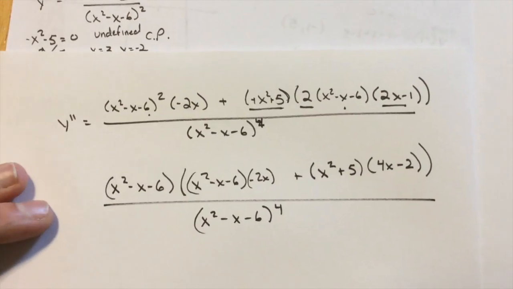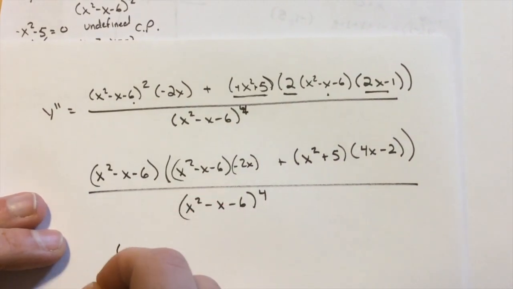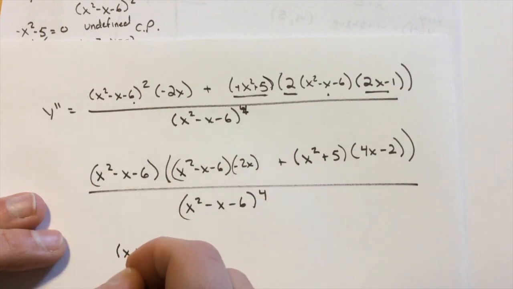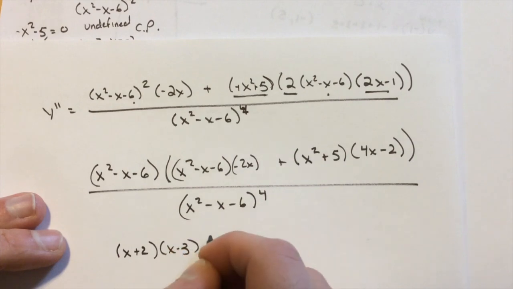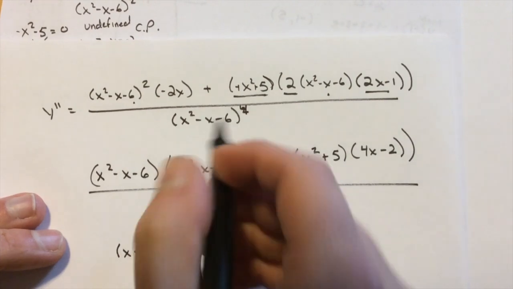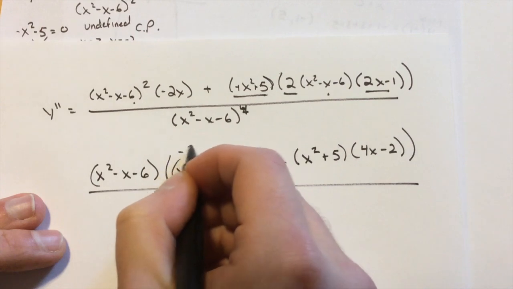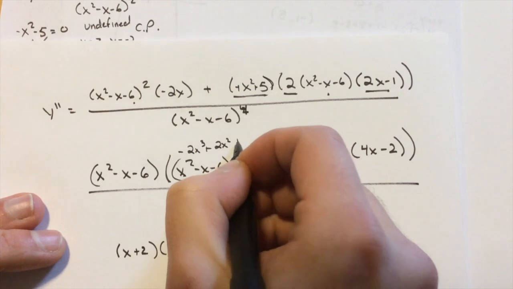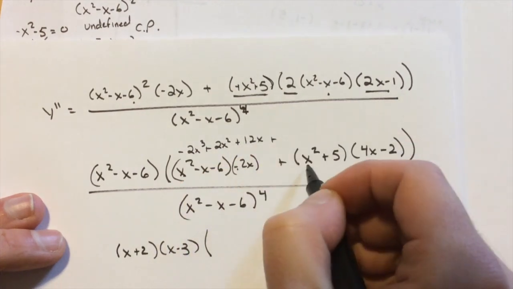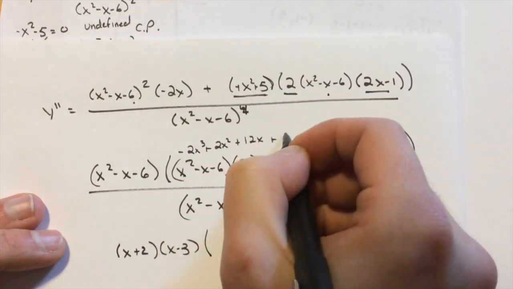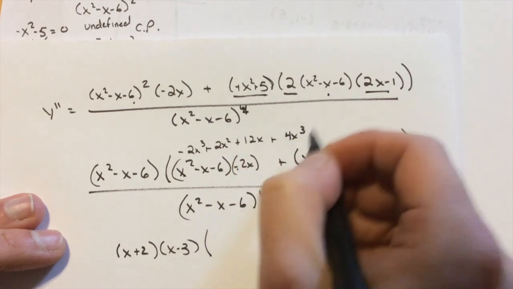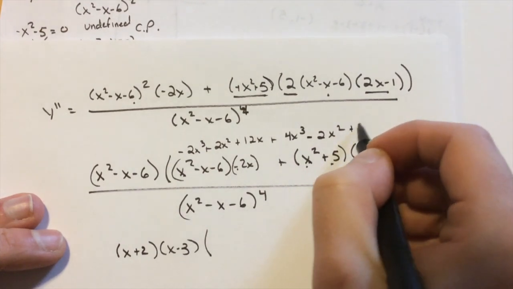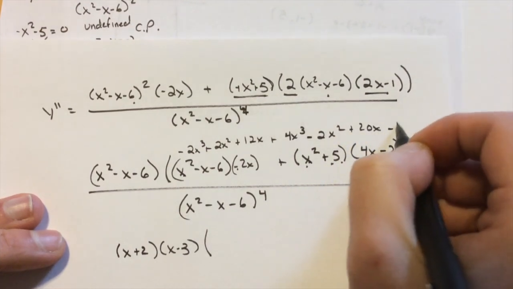So this is already starting to get a little bit ugly. So I have x, this is really x plus 2, x minus 3, times, this becomes x squared times negative 2 is negative 2x cubed, plus 2x squared plus 12x, plus x squared times 4x is 4x cubed, x squared times negative 2 is minus 2x squared, 5 times 4x is 20x, and 5 times negative 2 is negative 10.